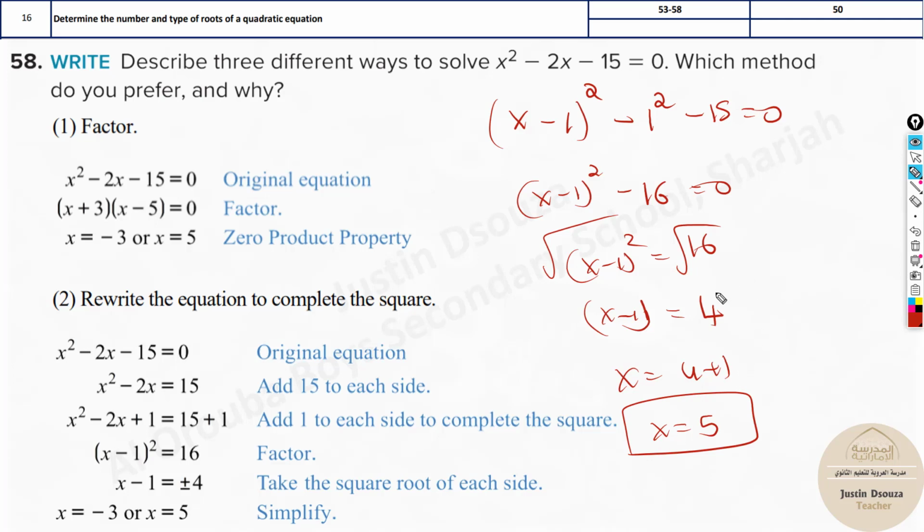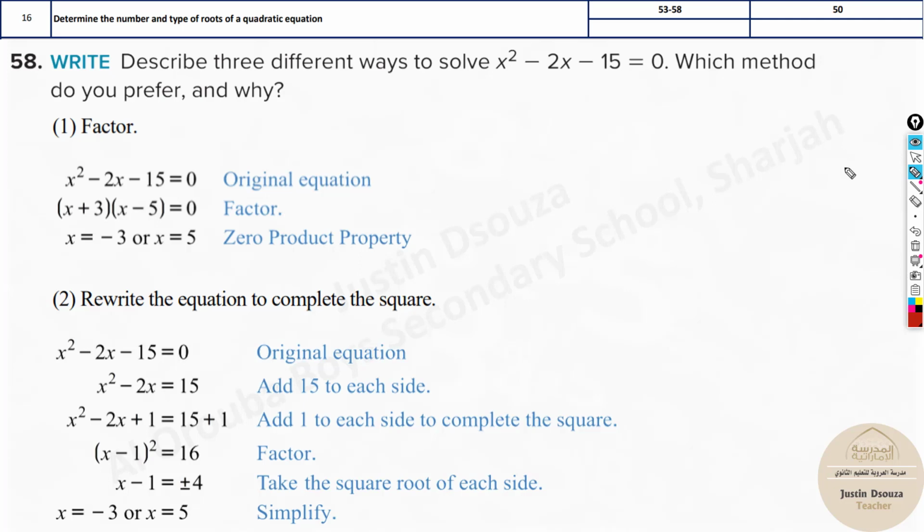Sorry, I have missed one important thing. It is plus or minus 4 here. Okay, one answer is 5. I have assumed plus 4. Now there is one more step. What if it was minus 4? X is equal to minus 4 plus 1. X will be equal to minus 3. These are the two answers. Sorry, I forgot this plus or minus, because whenever you have a square root, it can be plus or minus. So this is the method, that is by completing the square.